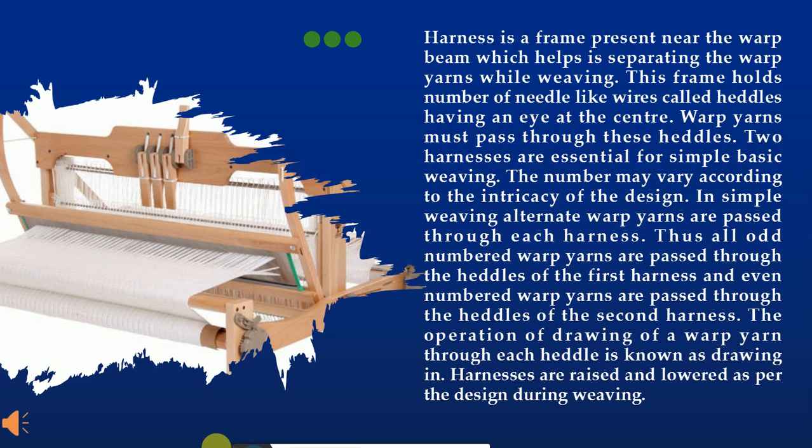In simple weaving, alternate warp yarns are passed through each harness. Thus, all odd-numbered warp yarns are passed through the heddles of the first harness, and even-numbered warp yarns are passed through the heddles of the second harness. The operation of drawing a warp yarn through each heddle is known as drawing in. Harnesses are raised and lowered as per the design during weaving.